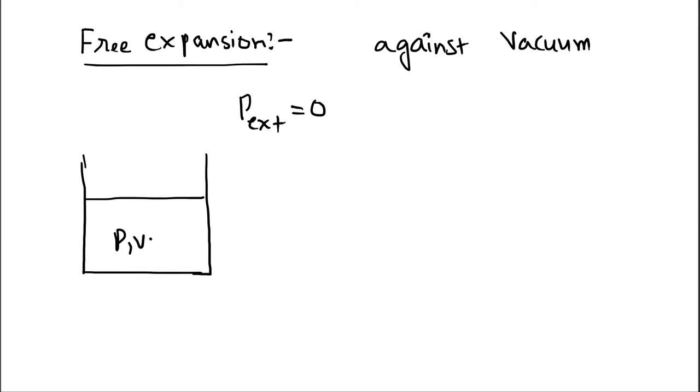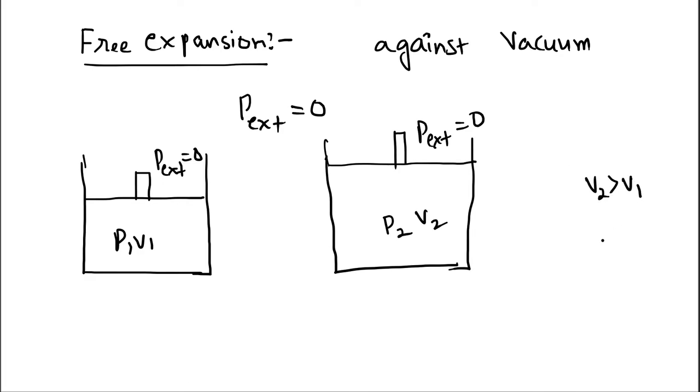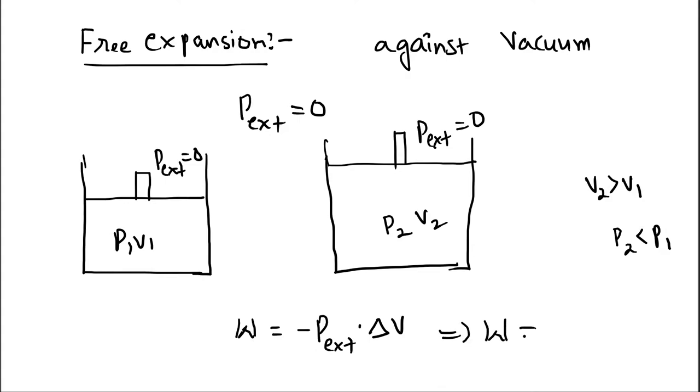This is P1 and V1. Now let's say here P external is equal to 0. What happens after the expansion? The volume is higher. Still there is no external pressure, that is 0, but it reached P2 and V2. V2 is greater than V1 and P2 is less than P1 inside, but external pressure is 0. And what is the work done here? Work done equals negative P external times delta V. As P external is 0, therefore work here is 0.